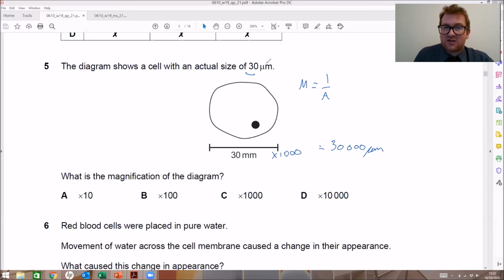And you have your actual size of 30 here. So what you would do is 30,000 divided by 30, which gives you the answer of 1,000, and that gives you your answer of C. One of the main issues students have here is that they try and do 30 divided by 30, or they get the unit conversion wrong. Remember, millimeters to micrometers is times 1,000, and micrometers to millimeters is divide by 1,000.